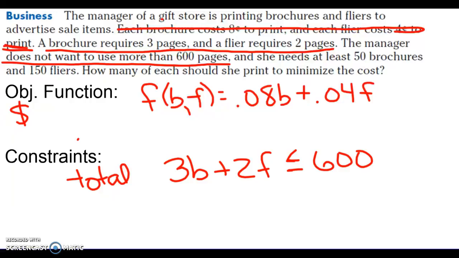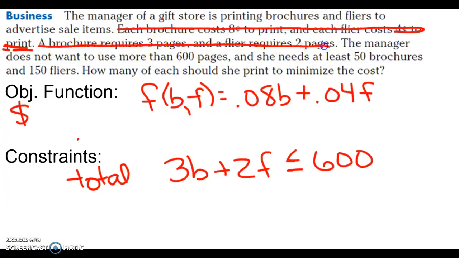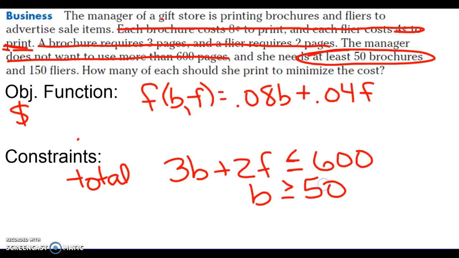So we're done with that one. Let's go and cross that out. I'm going to erase it and then cross it out. And she doesn't want to use more than 600. Now, she needs at least 50 brochures. How would you write at least 50 brochures? So brochures have to be greater than or equal to 50. And then she wants 150 flyers. So flyers also have to be greater than or equal to 150.